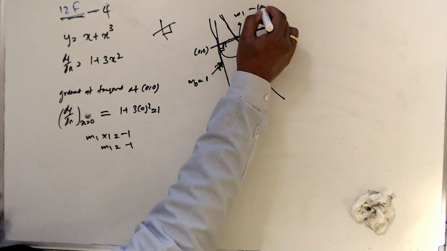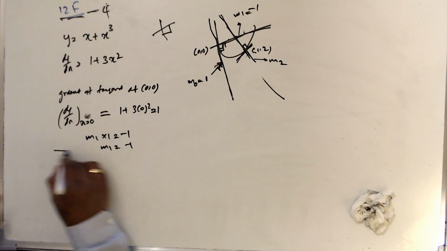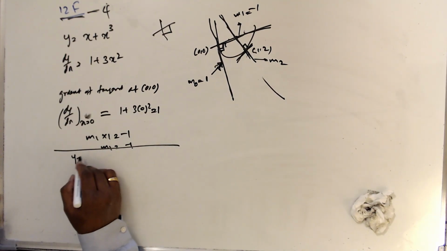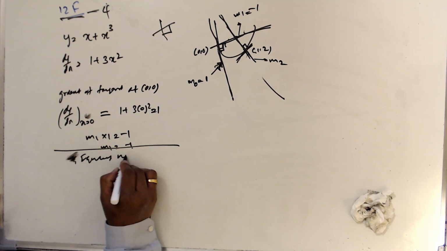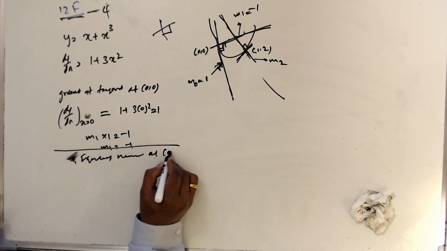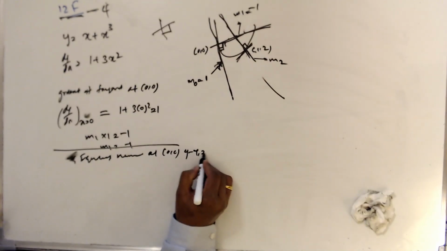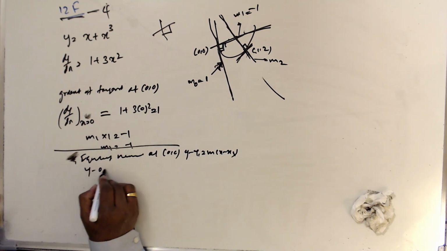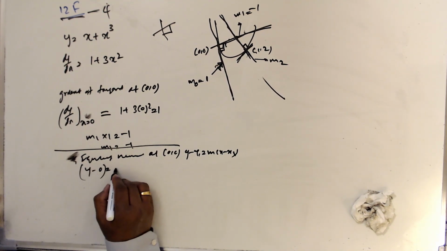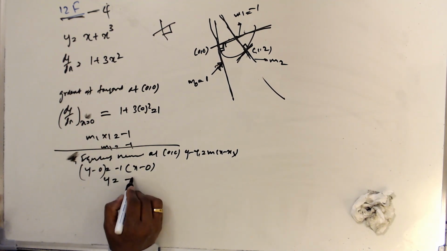Gradient equal minus 1. Now the formula, equation of normal at 0, 0. Y minus y1 equal m times x minus x1. So y minus 0 equal minus 1 times x minus 0. Y equal minus x.